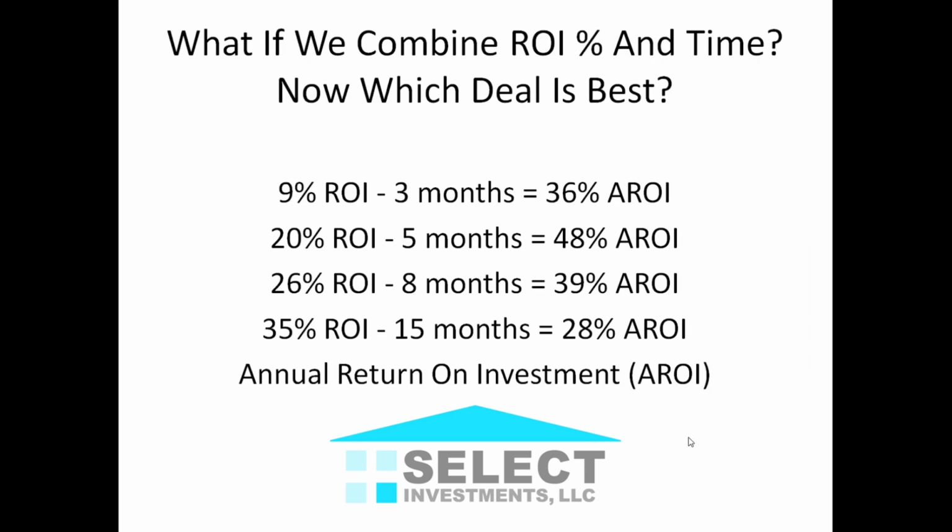What if we combine the return on investment percentage and time together? This is what the annual return on investment percentage does. It allows us to compare apples to apples by changing every potential deal into an apple. With this new information, which apple would you bite into first?